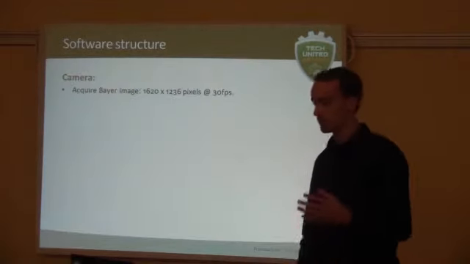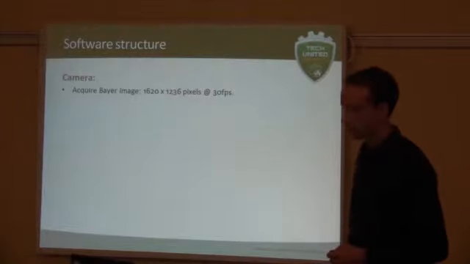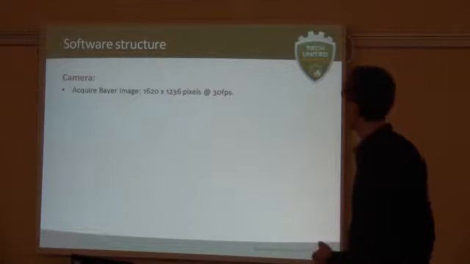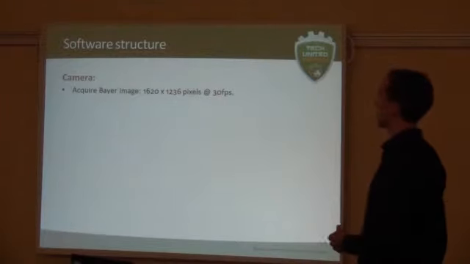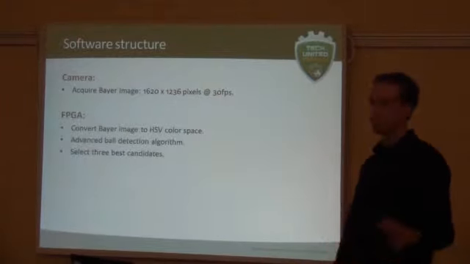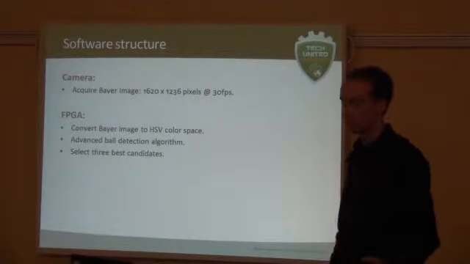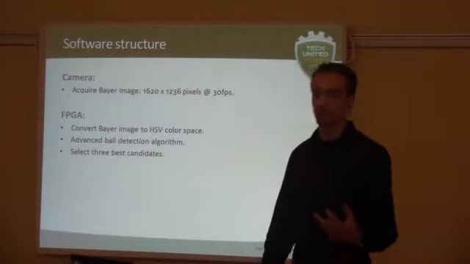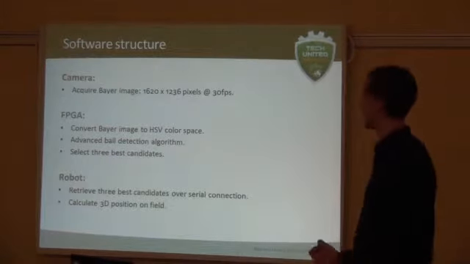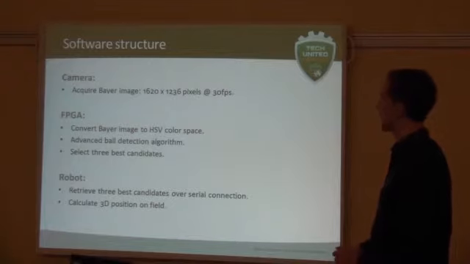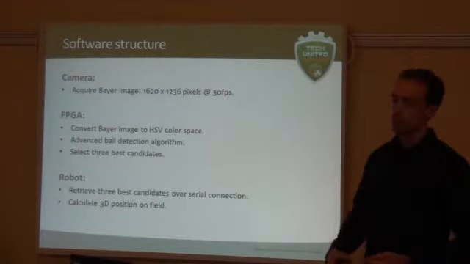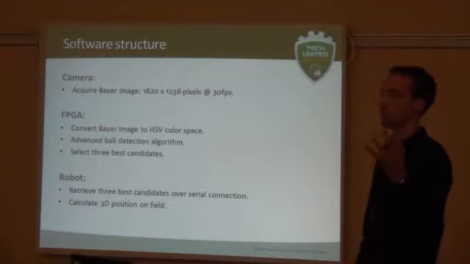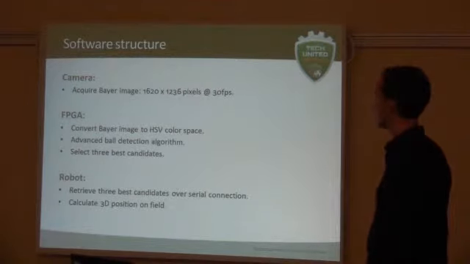How this software basically works, which I'm going to tell you in more detail later on, is the camera shoots big, high resolution images at 30 frames a second. Those images are streamed into the FPGA. This does all the calculations, converts them, does the ball detection and everything. And the best ball it can detect, it sends back to the robot through a serial connection. The only thing the robot has to do is get the position of the ball and the size of the ball, so it only has to calculate where the ball is in 3D in field coordinates.